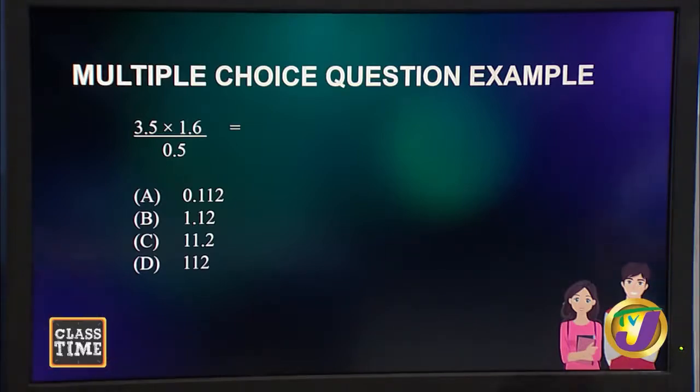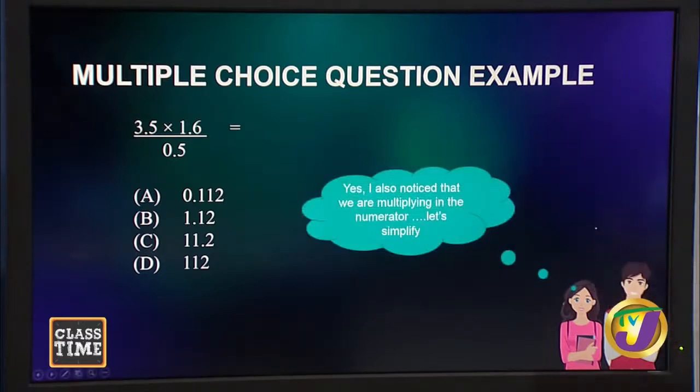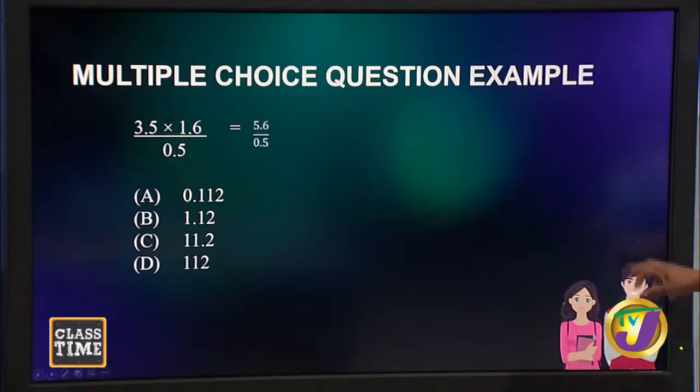All right, so this is a fraction with decimals, most definitely. I also noticed that we're multiplying in the numerator. Let's simplify. So Jenny is on a path here, guys.